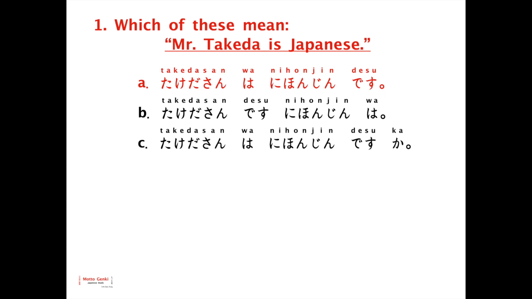B. Takeda-san desu. Nihonjin wa. The order is completely wrong. And C. Takeda-san wa Nihonjin desu ka? We studied that ka makes it into a question, so this actually says, is Mr. Takeda Japanese?